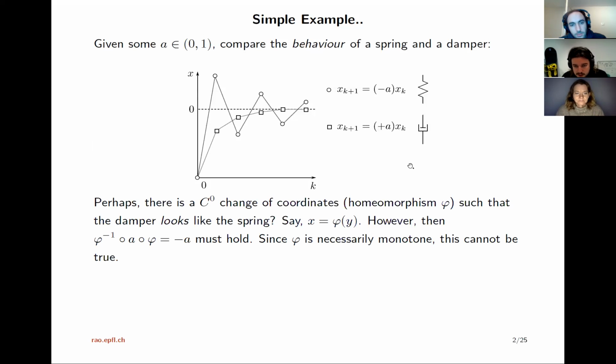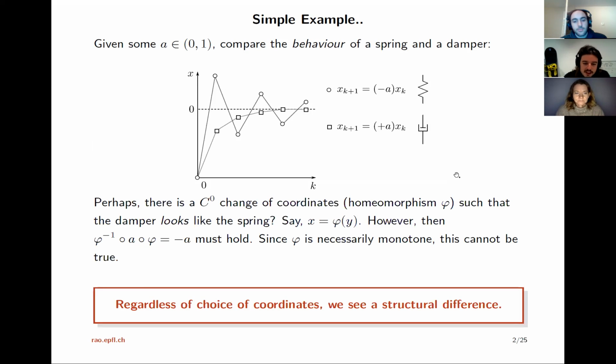Now, if you plug this into the equations, you get that this following expression must hold. Since these homeomorphisms in the scalar case are necessarily monotone, it's not too hard to convince yourself that this cannot be true. So the intuition is correct. These systems, regardless of the coordinates you pick, are inherently different. They are structurally different, in this case because the maps have a different orientation. So this is what we'll look at today, these kinds of structural differences or equivalences.